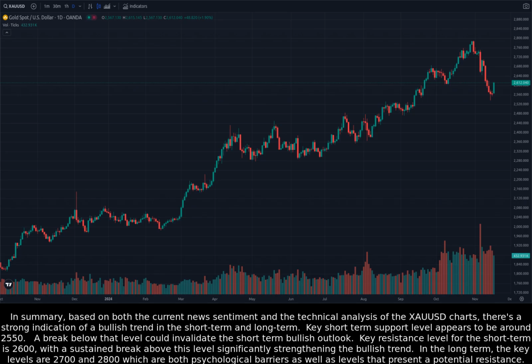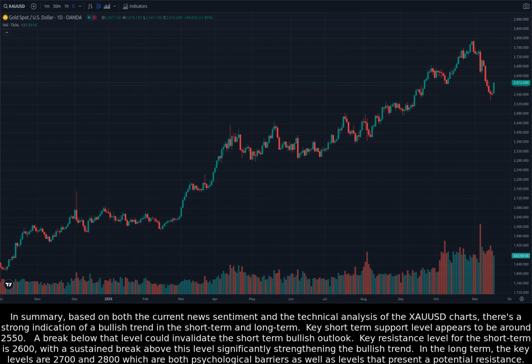In summary, based on both the current news sentiment and the technical analysis of the XAUUSD charts, there's a strong indication of a bullish trend in the short term and long term. Key short-term support level appears to be around 2550. A break below that level could invalidate the short-term bullish outlook.